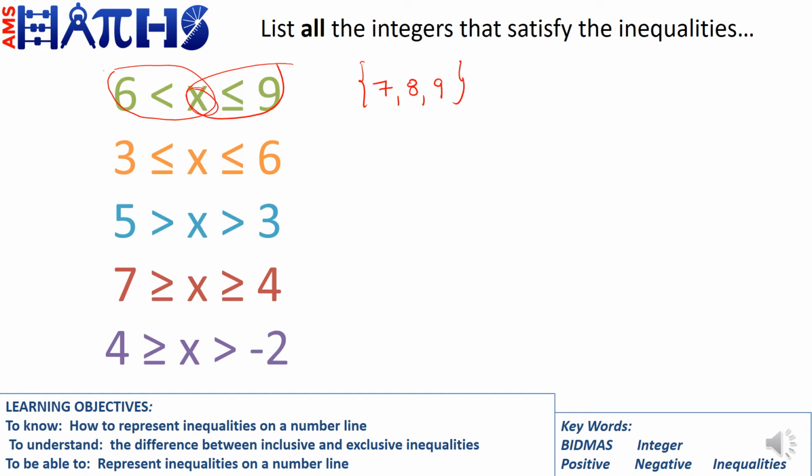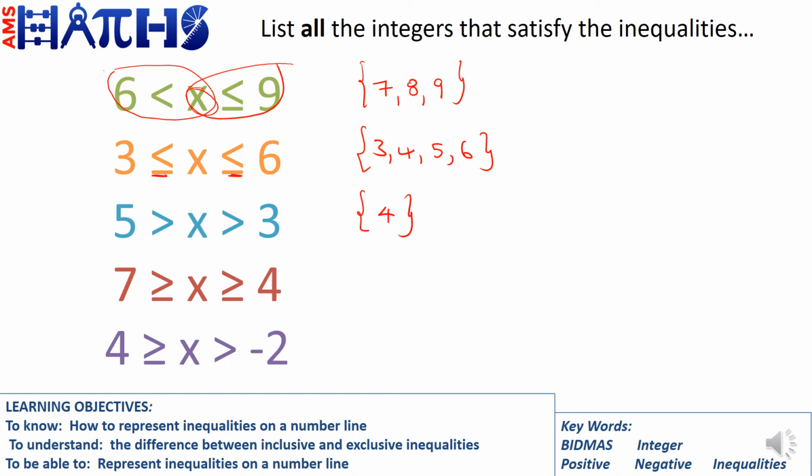Our next answers would be where we have x is bigger than or equal to 3, but x must be smaller than or equal to 6. So 3 is included because of the equal there, less than or equal to, then 4, then 5, and 6 is also included as well because it says or equal to 6. The next one here says that x must be smaller than 5 but bigger than 3. So smaller than 5 is 4, bigger than 3 is 4, so 4 is the answer.